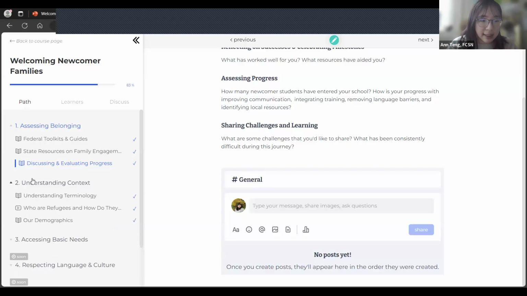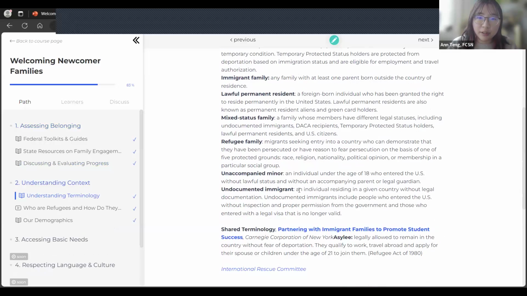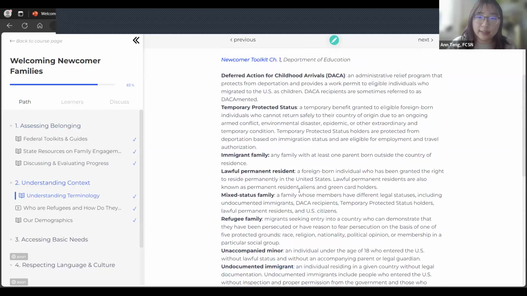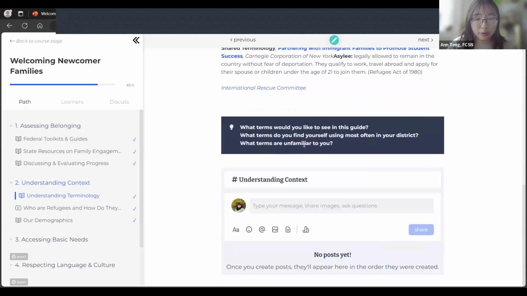Moving onwards to the second section on understanding context, which we primarily went through last session. You'll find some terminology here, as well as links to more and citations on different types of newcomer terminology. This list, of course, is not exhaustive. There is a lot more there, but in order to not overwhelm this page, these are the ones that we've decided to keep. And we may add more as we see more concerns coming in about different types of folks joining us.